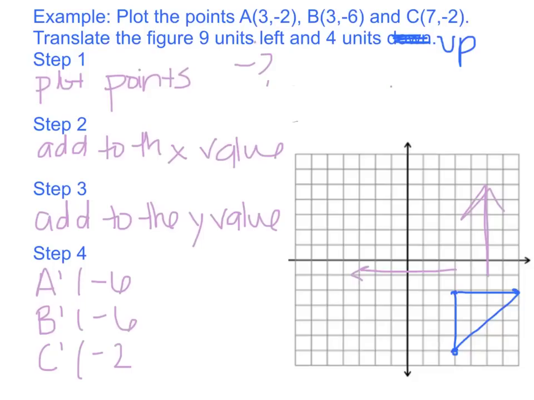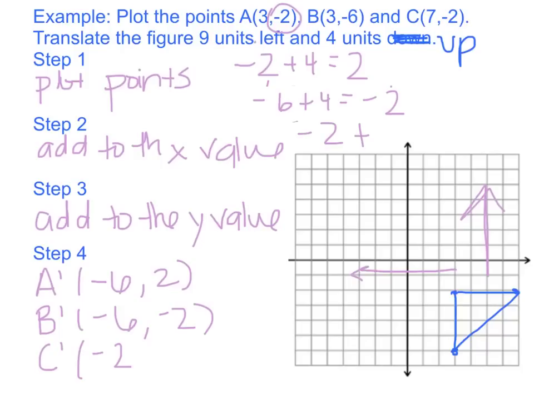We're going to say -2 plus 4 because we're starting here. That is going to be 2, so -6, 2. And then we're going to say -6 plus 4. That is going to be -2. And then we have -2. Again, plus 4 is 2.